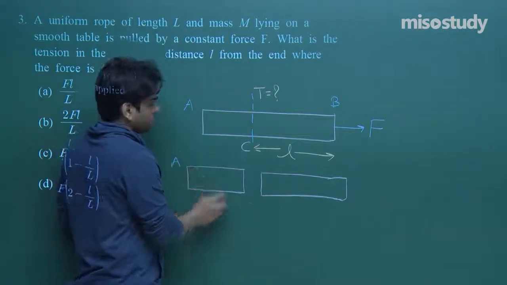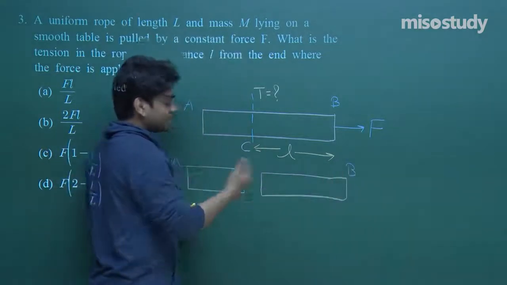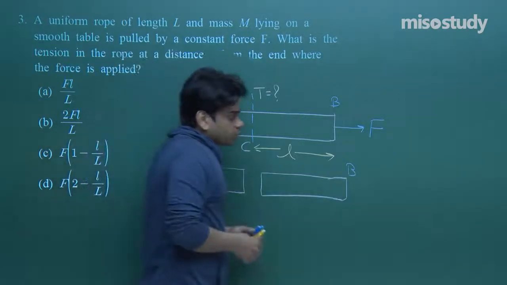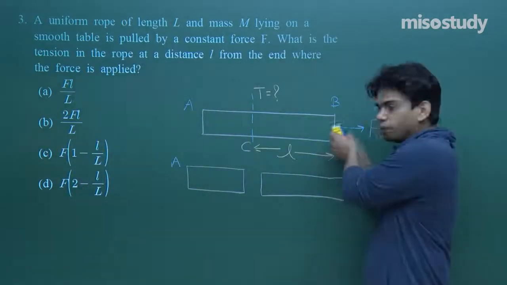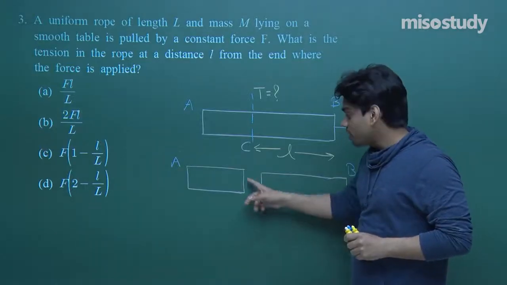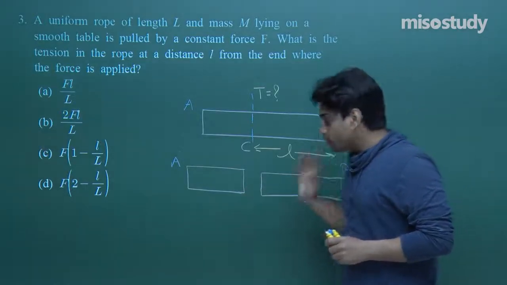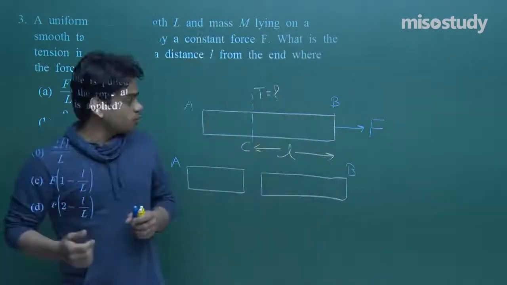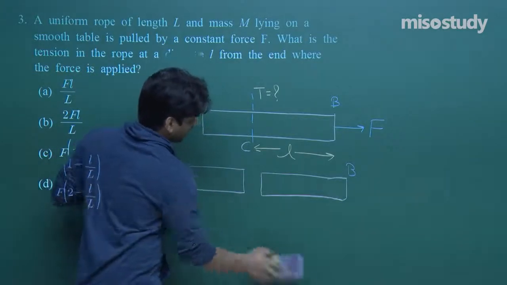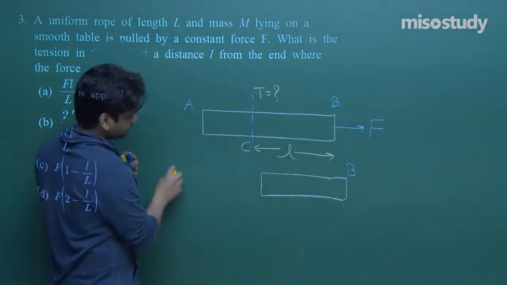So this is A, this is B, and here the tensions are acting. When you are pulling this force, as you pull, tension will be created at every point. We are interested in finding the tension at this point. Let me show you the direction of tension that will be acting here. Since I have drawn a smaller diagram, let me draw a bit larger diagram.